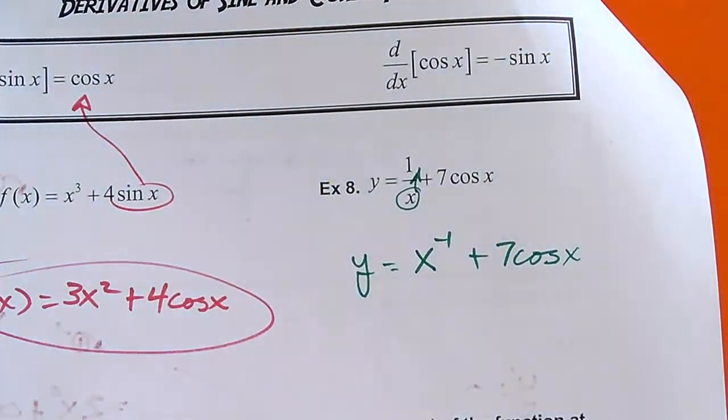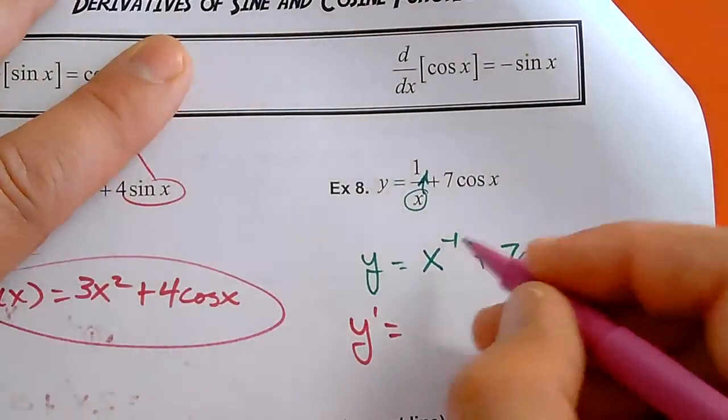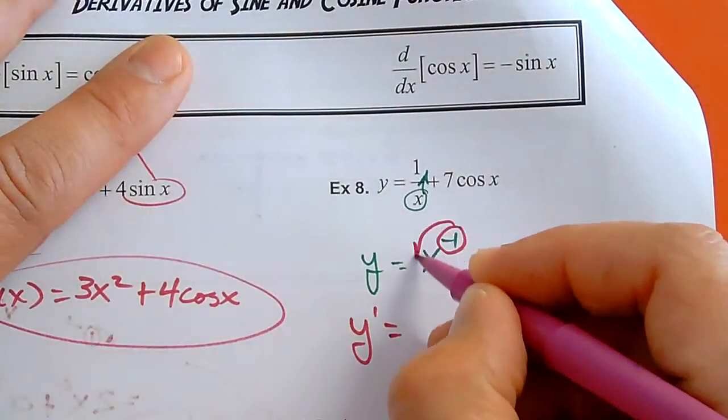Okay, everybody all right with that? So basically, all I did was rewrite that first 1 over x. Now I'm ready to do the derivative. Okay, so I got y prime now. I'm doing a different color. So now it's derivative time.